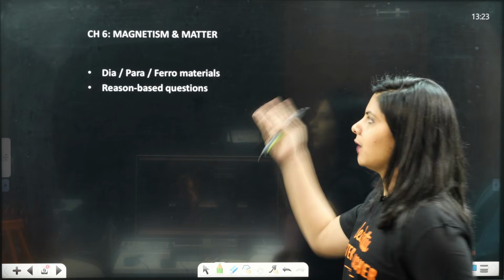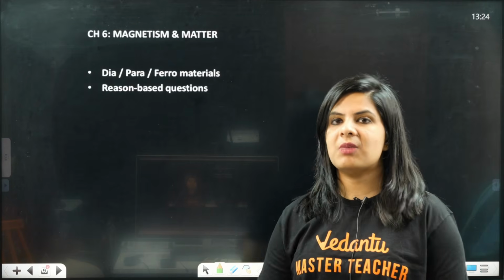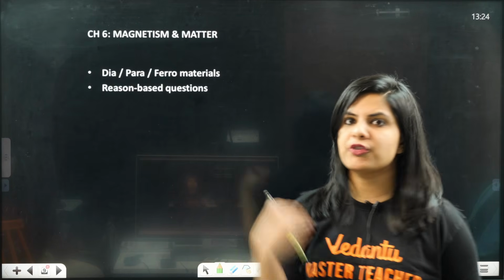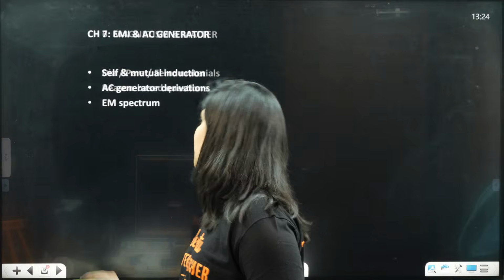Next, magnetism and matter, including diamagnetic and paramagnetic materials. It is a very small chapter and there is not much to study, so definitely you have to focus on that. In minimum time we can get a good score from this chapter as well.